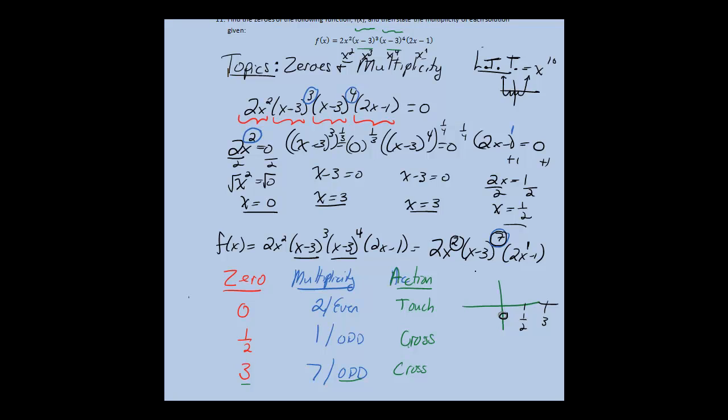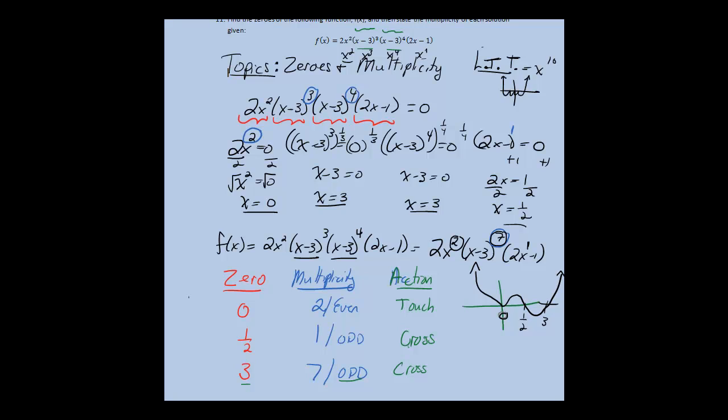So we know it's going to start up here in quadrant 2. It's going to come down. At 0, it's just going to touch and bounce off. At 1/2, it's going to come down here and cross. And then at 3, it's going to come back up and cross. So it's going to end up coming back out.